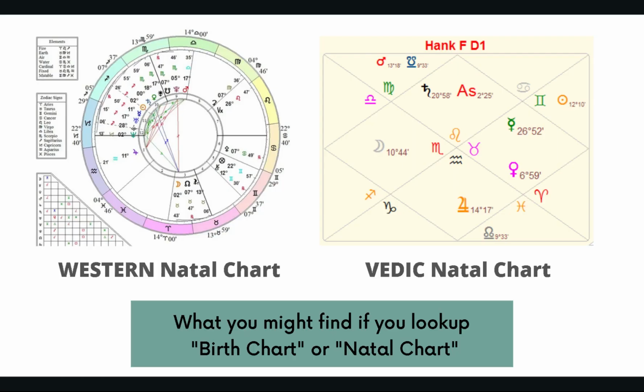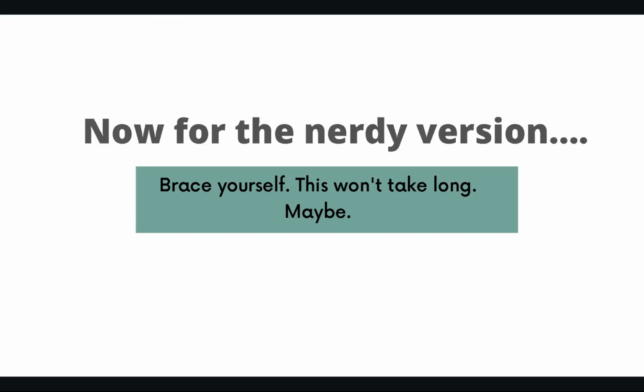Here are some examples if you were to look up the word birth chart or natal chart and Google it or search it out, you would see something like this. On the left is a Western astrology chart, and on the right is a Vedic astrology chart. And you can see that they look a little bit different, but they're both equally interesting. Now for the nerdy part. So we're going to break it down a bit. So just hang with me.